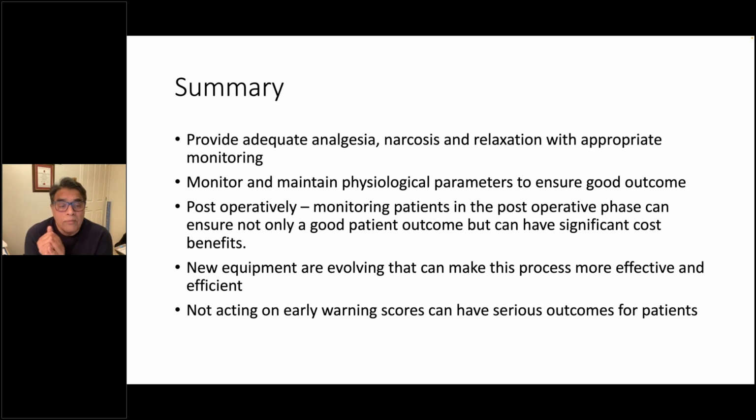And also, we heard from Frederick that monitoring patients in the postoperative phase can ensure not only a good patient outcome, but can have significant cost benefits. New equipment is evolving that can make this process more effective and efficient. Not acting on early warning scores can have serious outcomes for patients. So all these are the learning points.